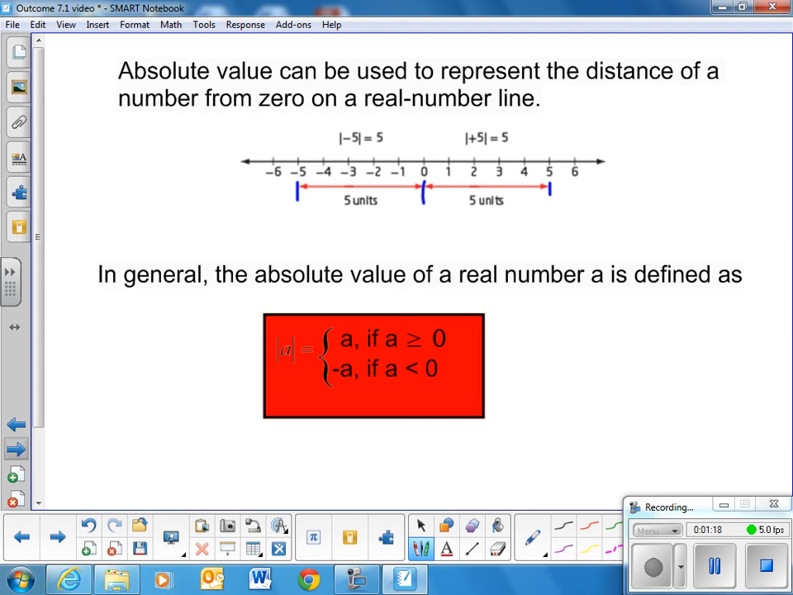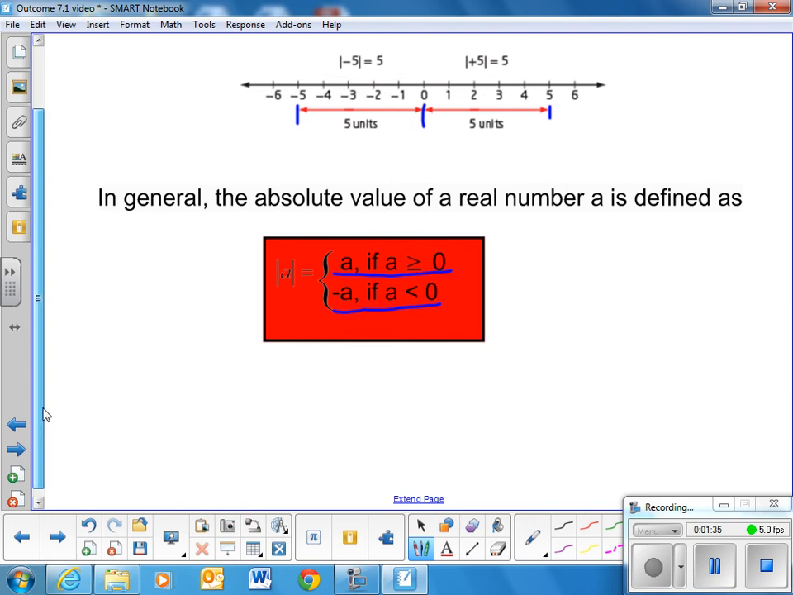In general, the absolute value of a real number, a, is defined as: if a is greater than 0, it's defined as being equal to a. However, if a is less than 0, the absolute value is negative a.